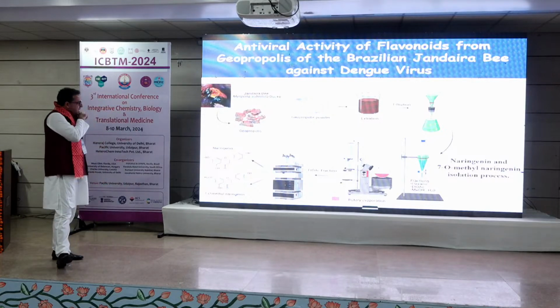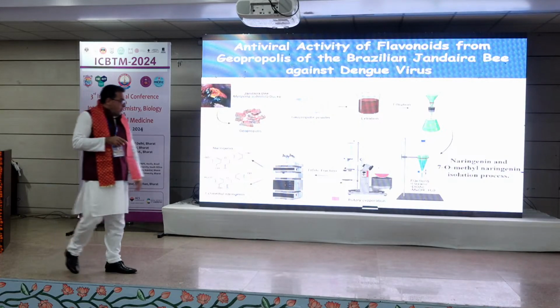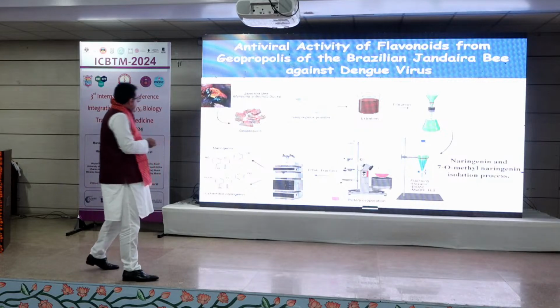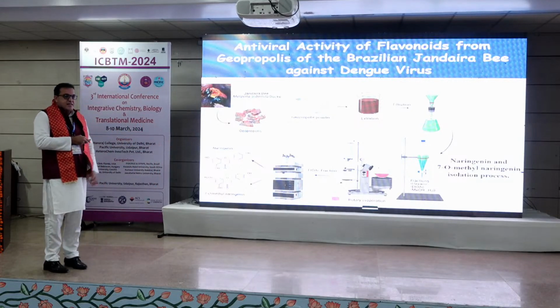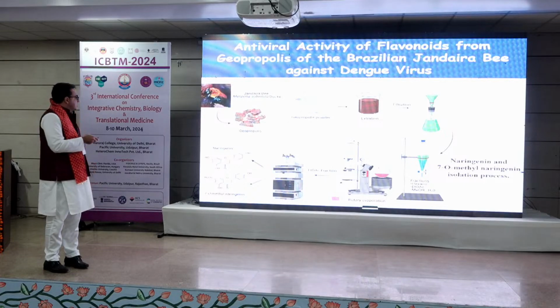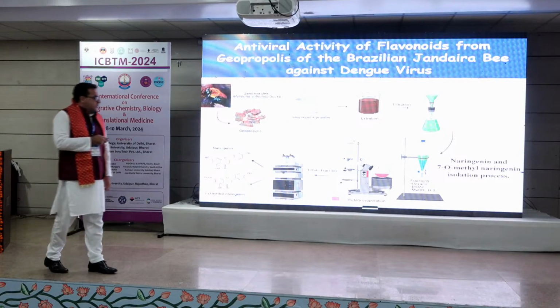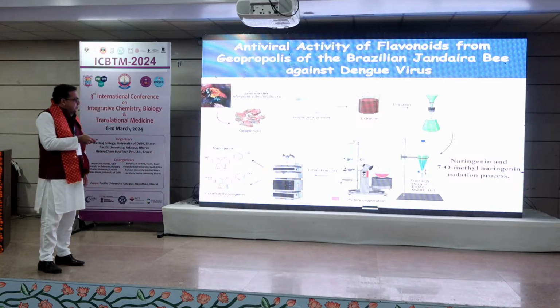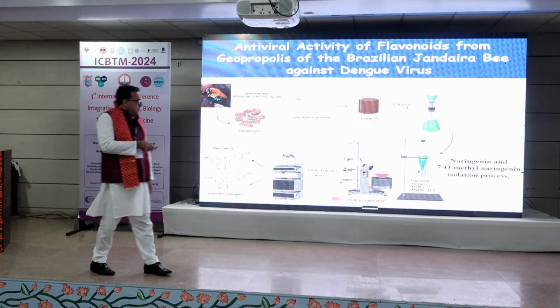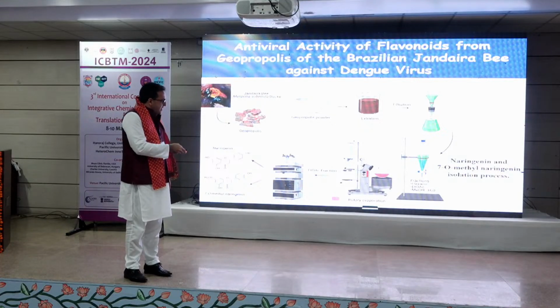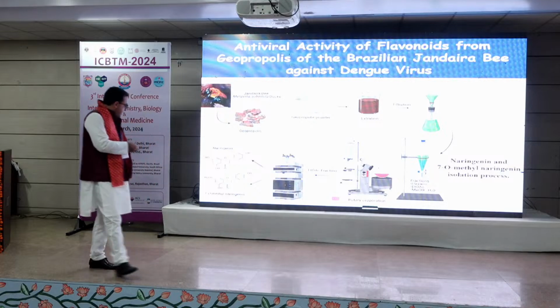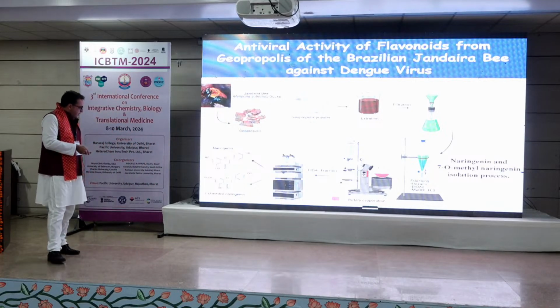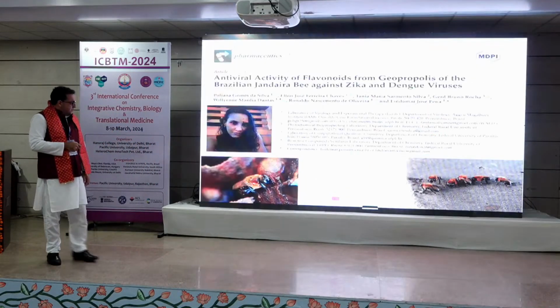So this was compounds that were isolated from the geopropolis of a Brazilian native bee. It's called the Jandaíra bee. So it's from the northeast of Brazil. They collaborated to isolate it, prepared several fractions, and they gave us some compounds, the arginine and 7-methyl-naringenin. The structures are here, and then we tested them.